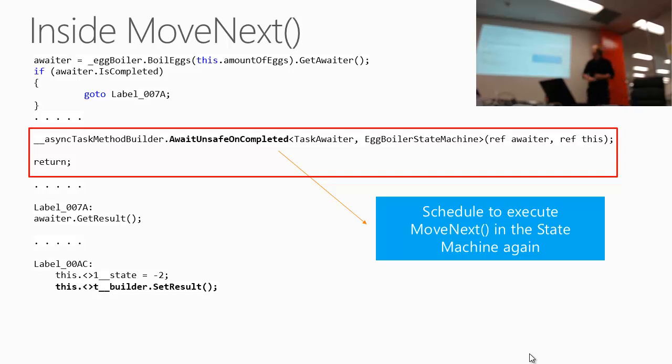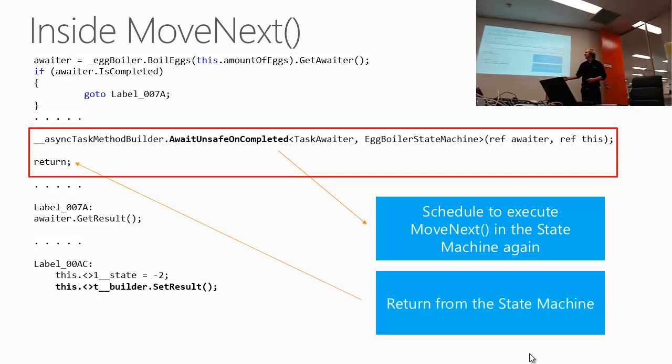And then something else interesting happens here. We have a return statement that returns from the state machine. This is to let the CPU work on something else. So we don't block the thread, and we can continue working on something else.